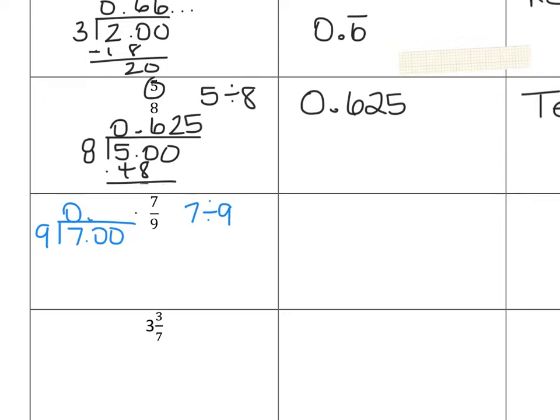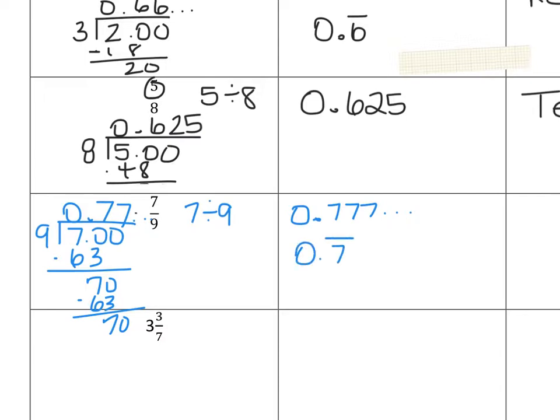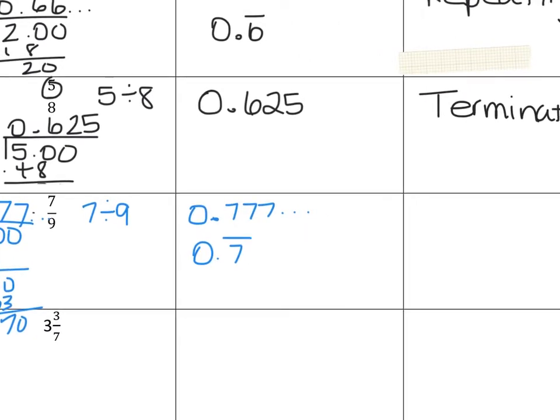9 goes into 70 7 times. That's 63. Subtract and we get 70. 9 goes into 70 7 times. That's 63. And we get another 70. So hopefully you can see the pattern continuing, and we get 0.777, and we can write that as 0.7 with the bar, which means that number is repeating. So this would be a repeating decimal.